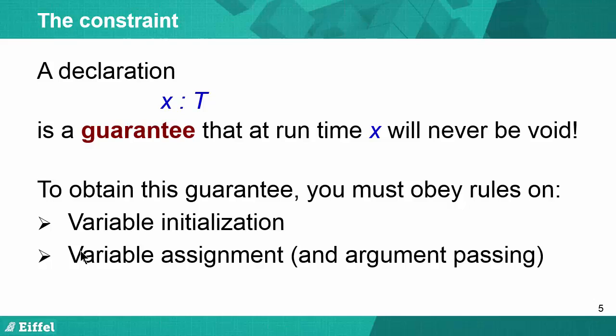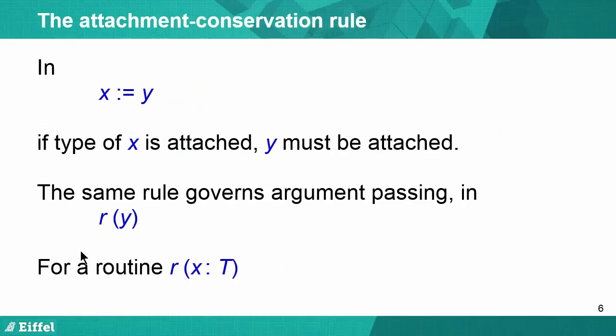We're going to understand what this means by looking at what it takes for the compiler to give us that guarantee, that contract, if you like, that whatever happens to X at runtime, it will not be void. In order to achieve this guarantee, there are two things that you must do. You must obey rules on variable initialization and rules on variable assignment and argument passing. Let's start with the second. Let's start with the argument passing and assignment.